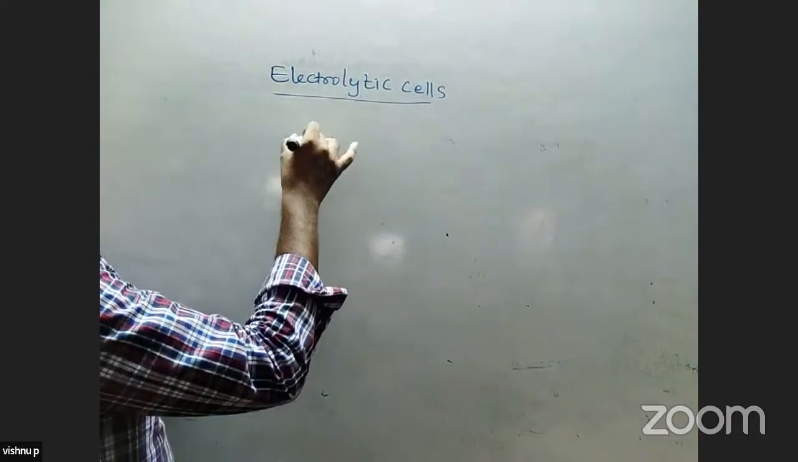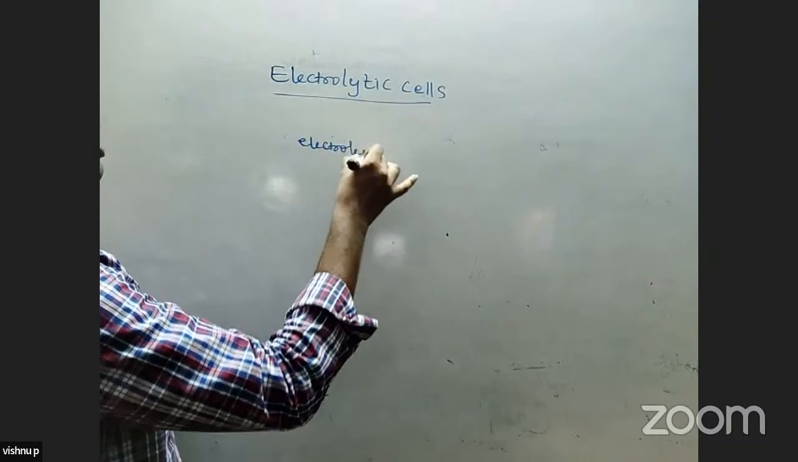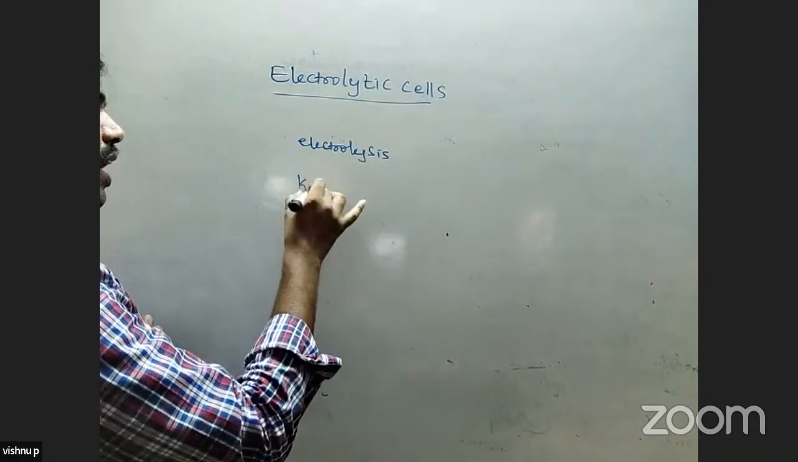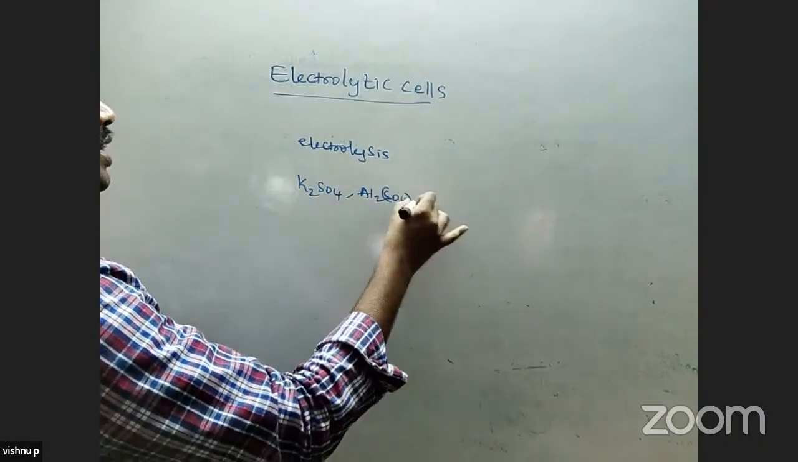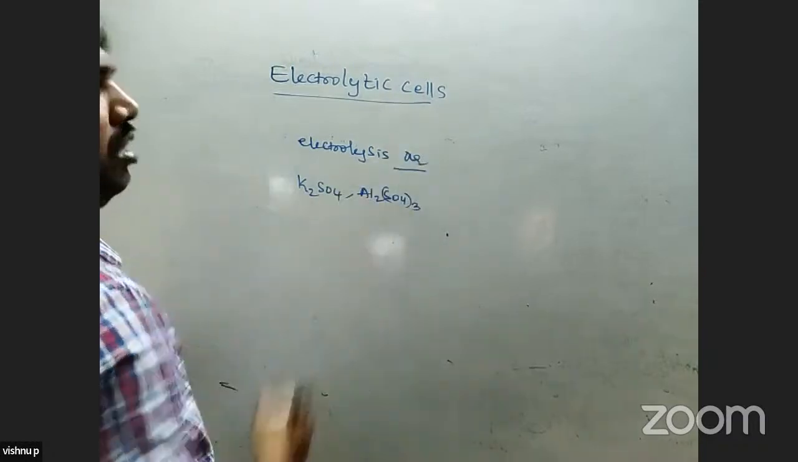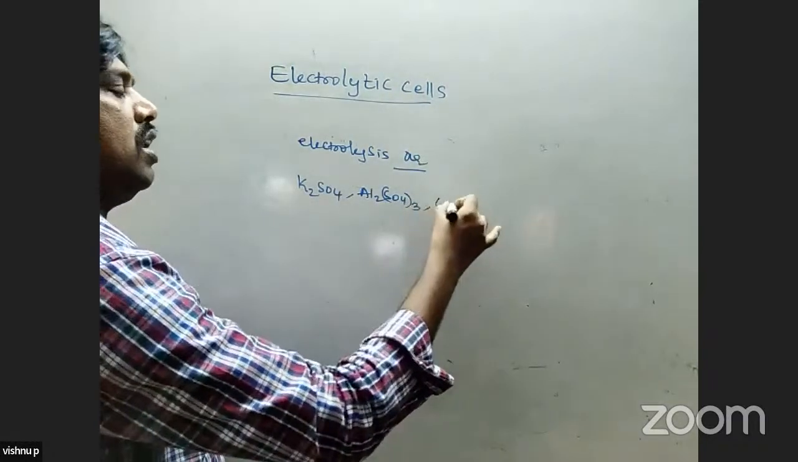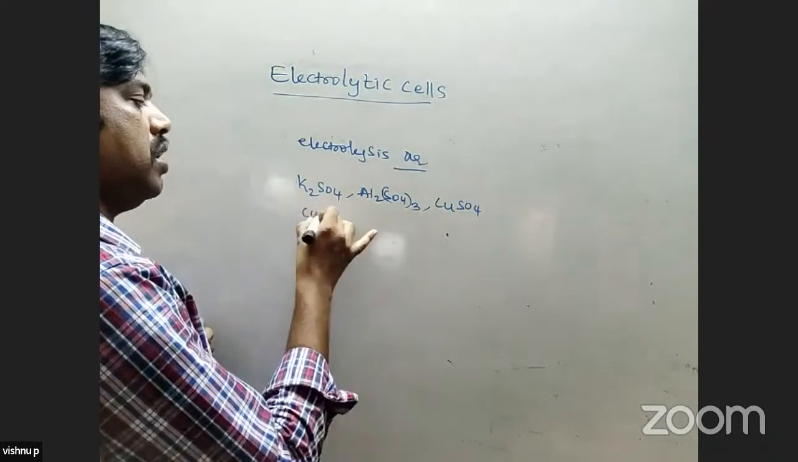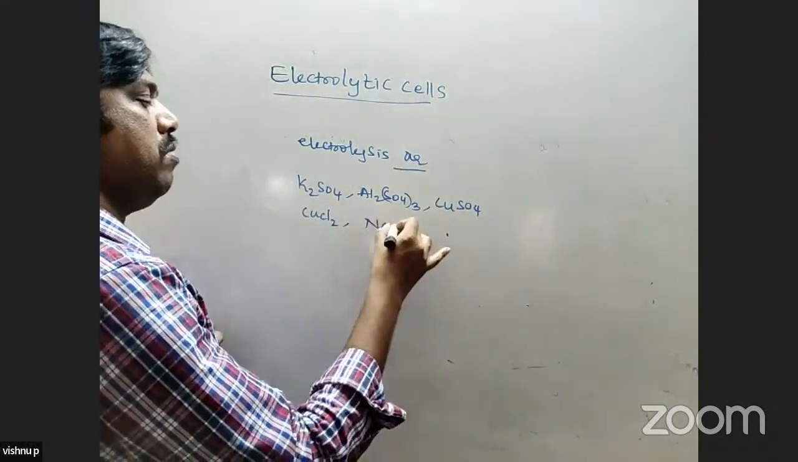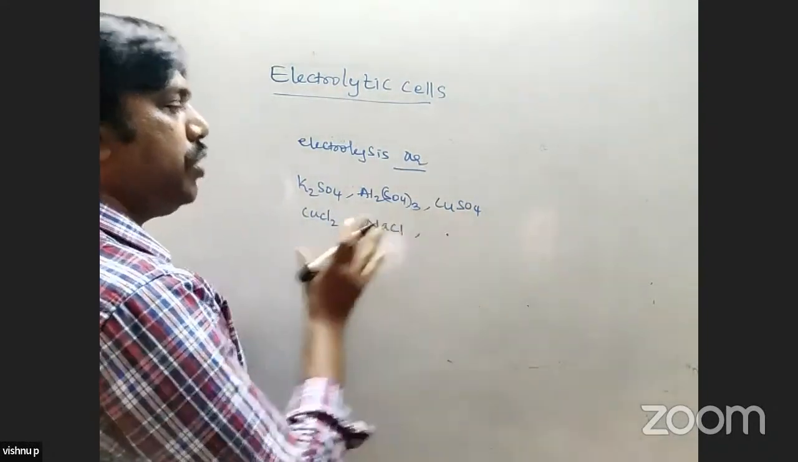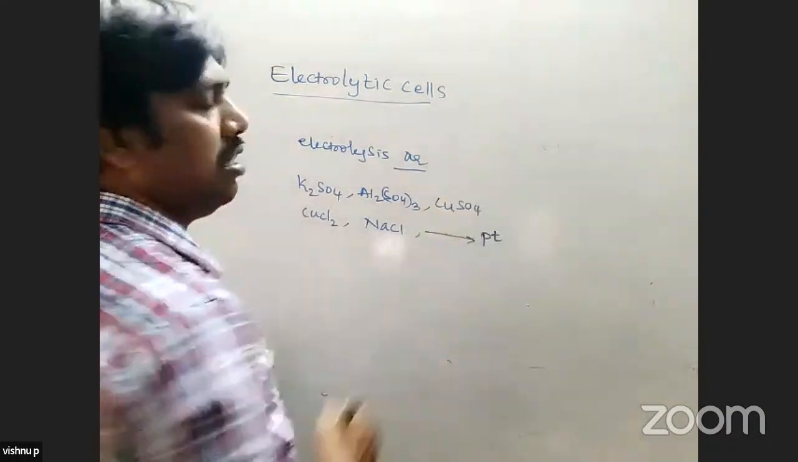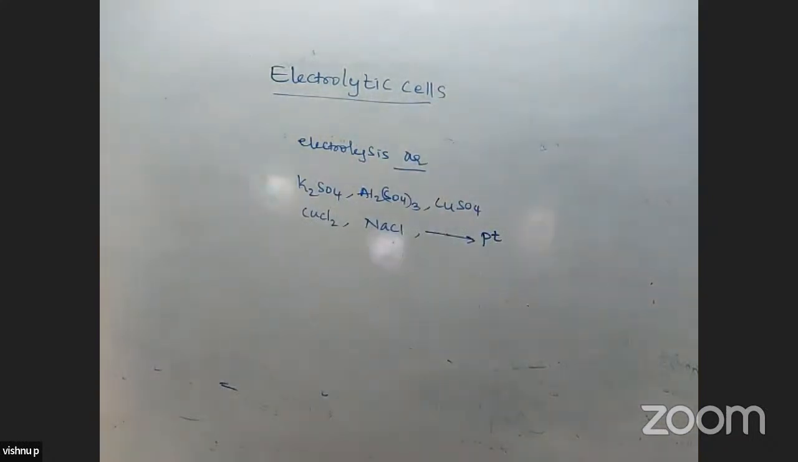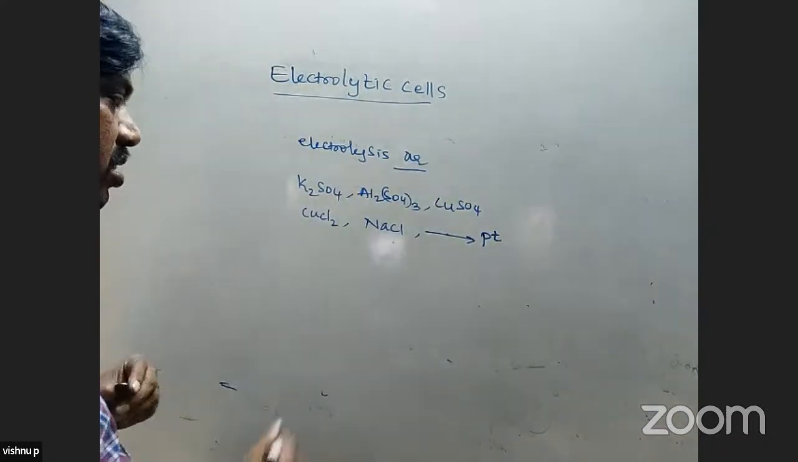Okay. So next we take examples of electrolysis: electrolysis of K2SO4, Al2(SO4)3 in aqueous solution, copper sulfate, copper chloride, sodium chloride. When we use these electrolytes, which electrode is used here? Platinum. The platinum electrode is an inert electrode used in this case.